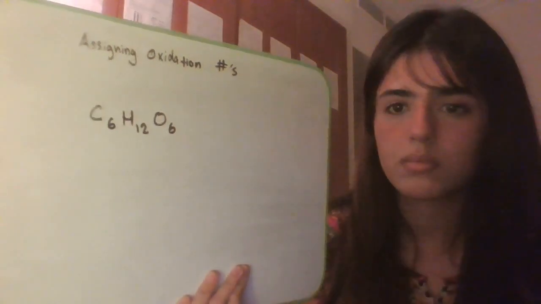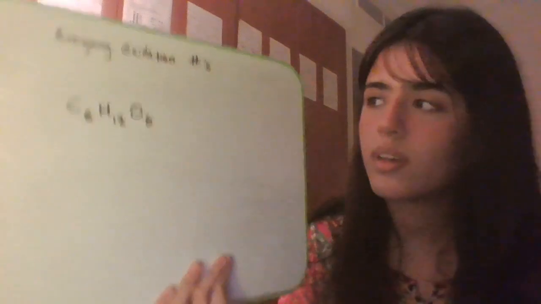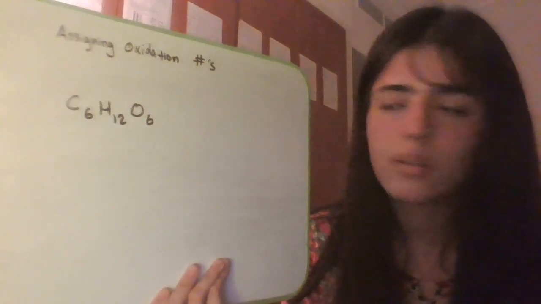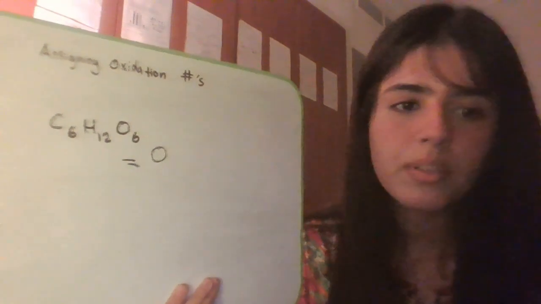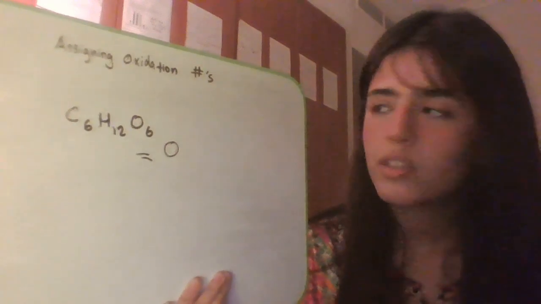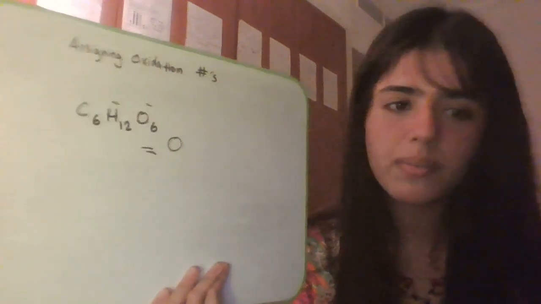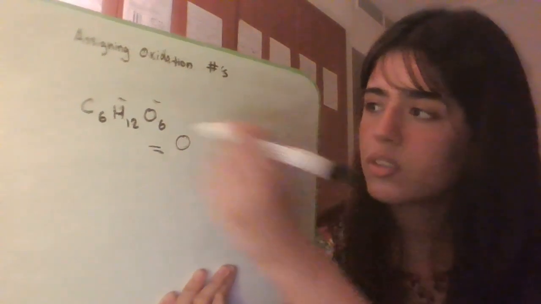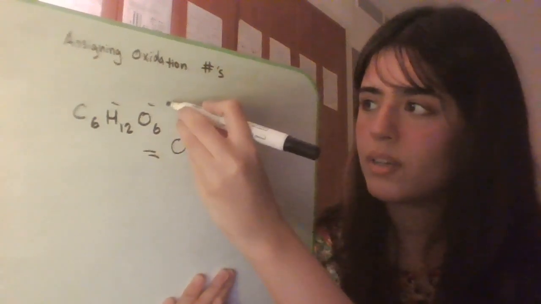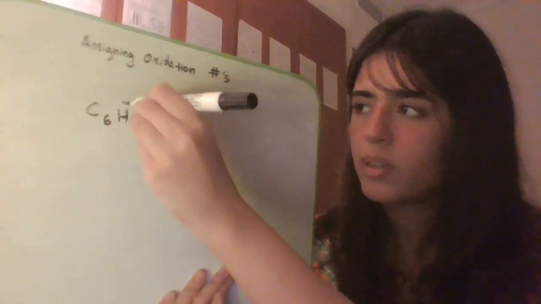Okay guys, so here's an example that's a little bit harder. Even though it has 3 elements, the one fact that's going to be the same is that this compound is equal to 0. We start by assigning the oxidation numbers of oxygen and then hydrogen. In this case, we're finding the oxidation number of carbon. So we know that oxygen has an oxidation number of -2, and hydrogen has the oxidation number of +4.